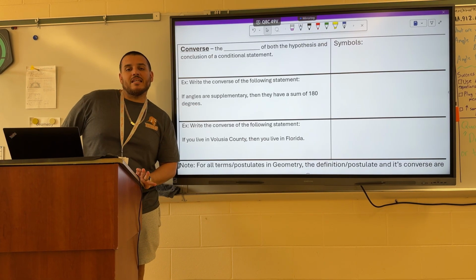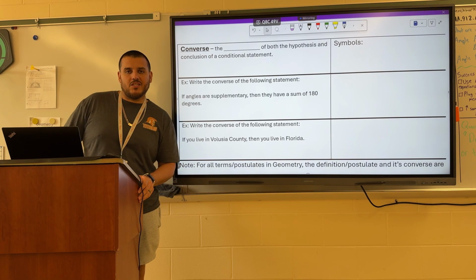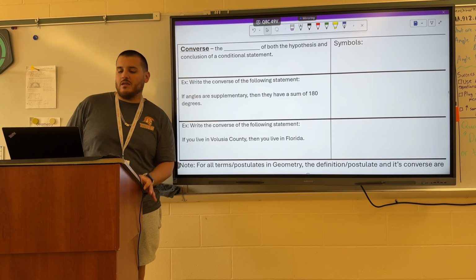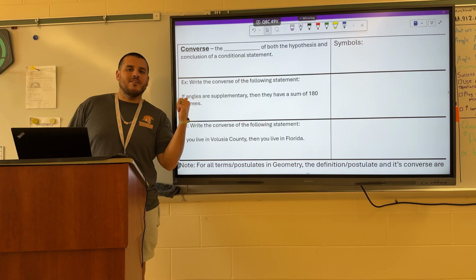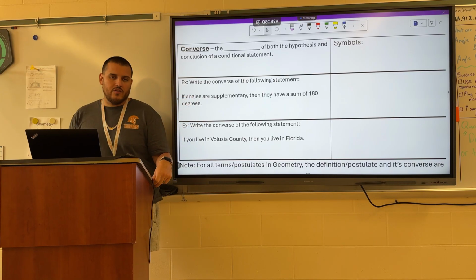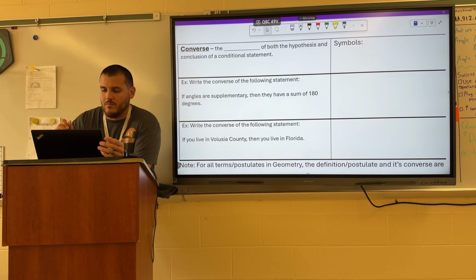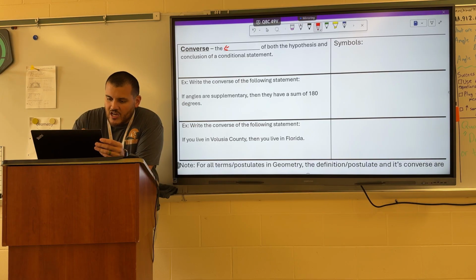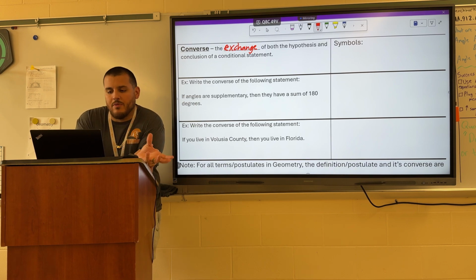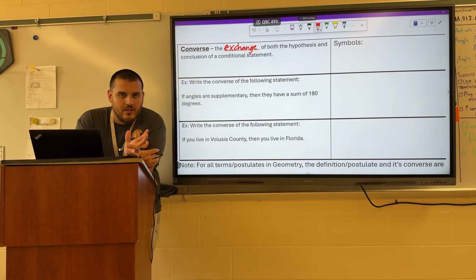Now it's important to learn that there are different types of conditional statements. There are actually three types that we need to learn of. One is called the converse. And the converse is just a conditional statement when you exchange the hypothesis and conclusion of a conditional statement.